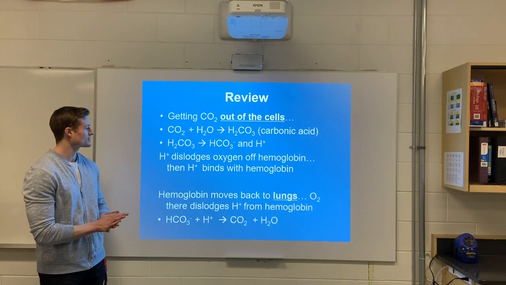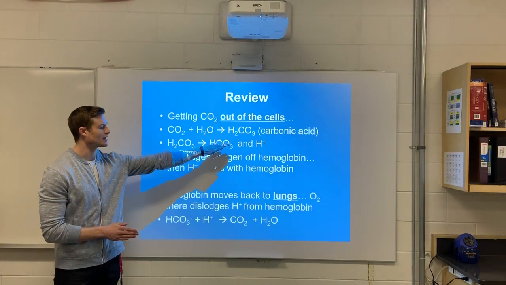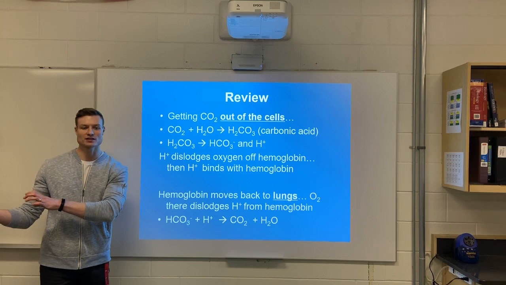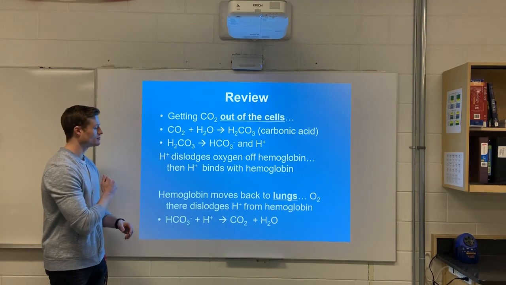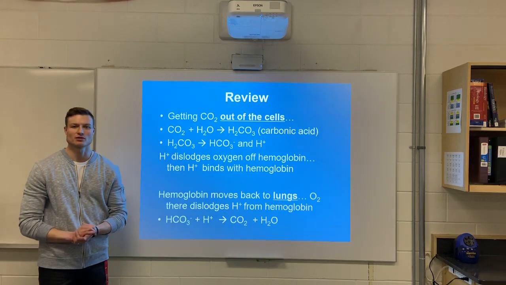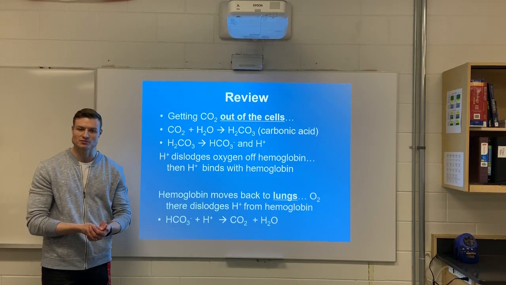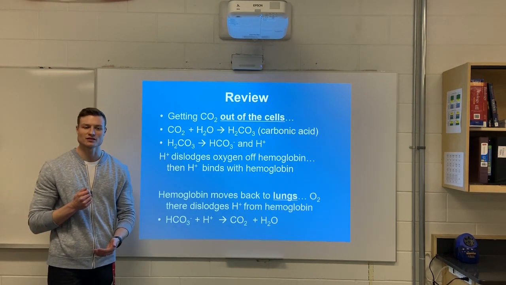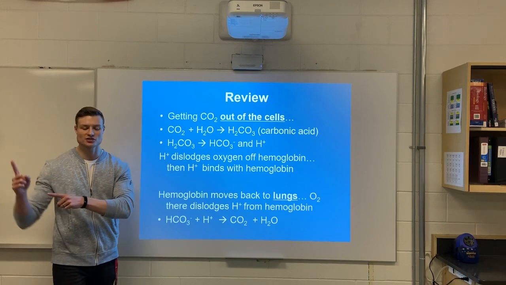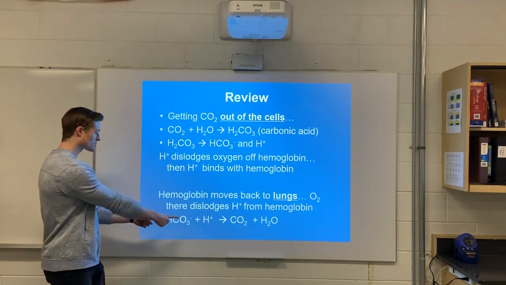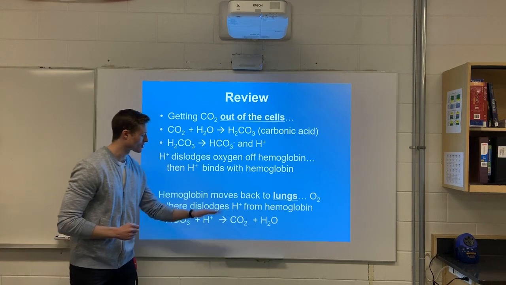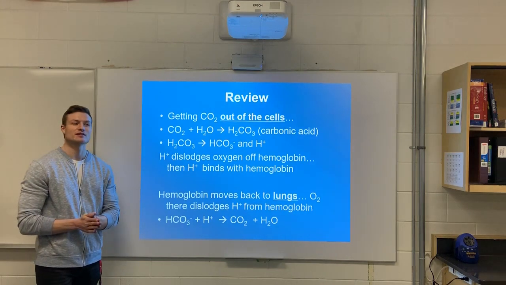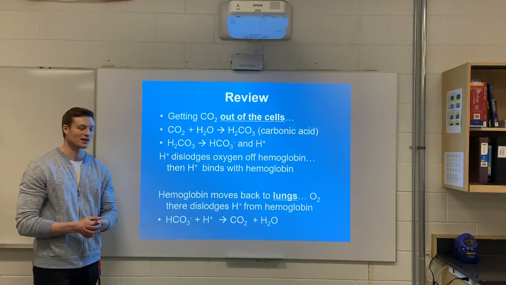Next, that carbonic acid is going to break down into bicarbonate and H+. Now, we don't want the blood getting too acidic, so what we do is we remove the H+ by dislodging oxygen from hemoglobin, and we eventually form reduced hemoglobin with the hemoglobin and the H+. Finally, the reduced hemoglobin will make its way to the lungs. There'll be another switch where the oxygen kicks off the H+, and the H+ recombines with bicarbonate to form CO2 and water. Water obviously stays in the blood, CO2 diffuses into the lungs, and away we go.